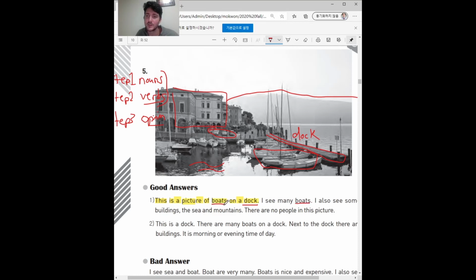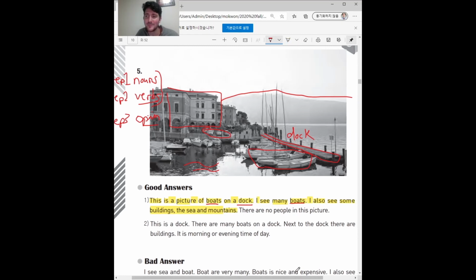"I see many boats." Okay, we have step 1, 명사, boats, dock. "I also see some buildings, the sea, and mountains." All right, we're talking a lot about 명사, buildings, sea, and mountains. "There are no people in this picture." Right? 사람 없어요. This is a very good tip. Why is this a good answer? I've been telling you about finding things, right? 찾아보세요. Nouns, verbs, 찾아보세요. You can also tell me something you do not see.